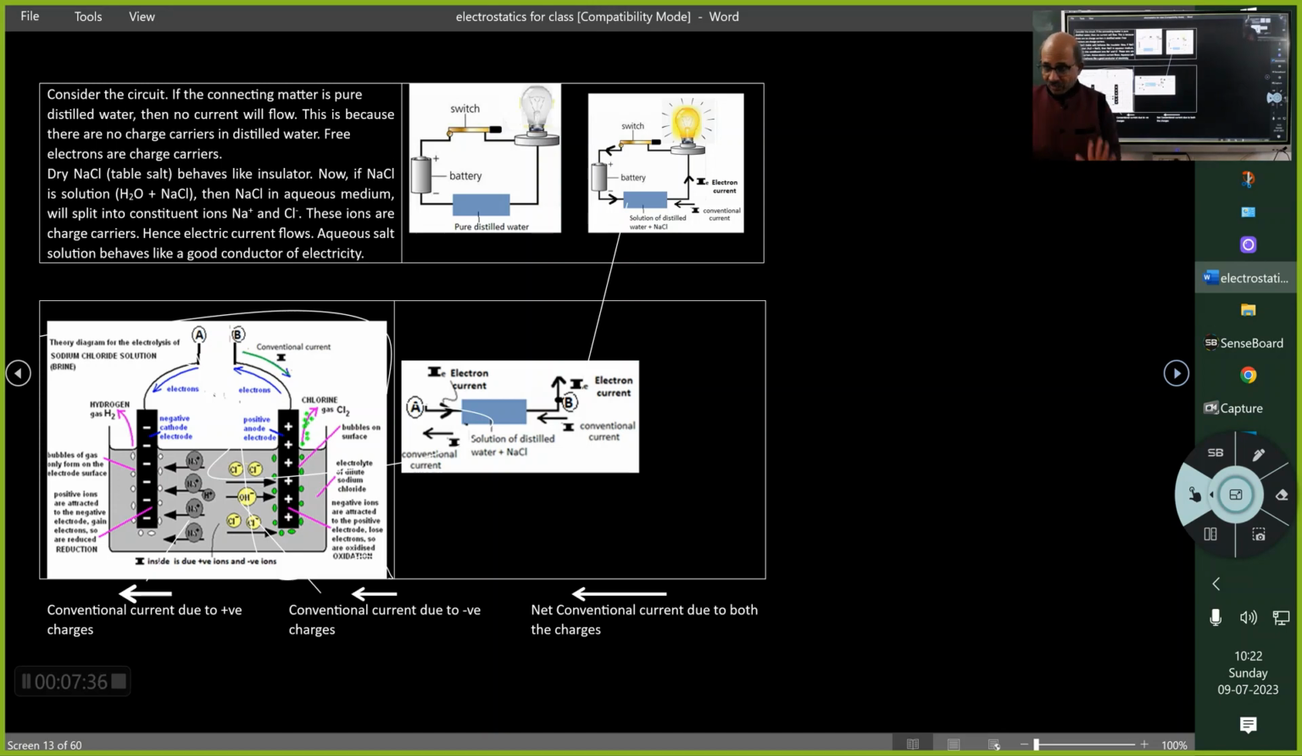No. See, I didn't say there are no free electrons. The conduction is predominantly because of the ions. That's what I said. I did not say there are no free electrons. Understand? There may be, there may not be. But predominantly the conduction is because of ions. Okay? Right. We have to use our words very, very carefully.